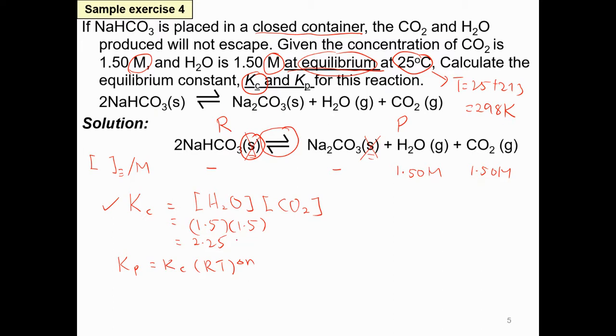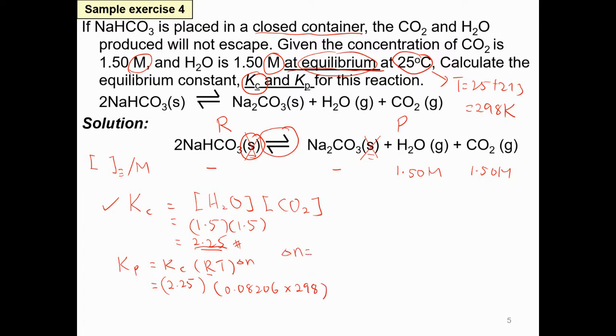Now, another one is R. So which gas constant shall we use? So we shall be using 0.08206 because it involves concentration. Okay, now let's substitute what we have. So we have 2.25 from the calculation we've got, and then R is 0.08206 times 298 Kelvin. Remember, temperature must be in Kelvin.